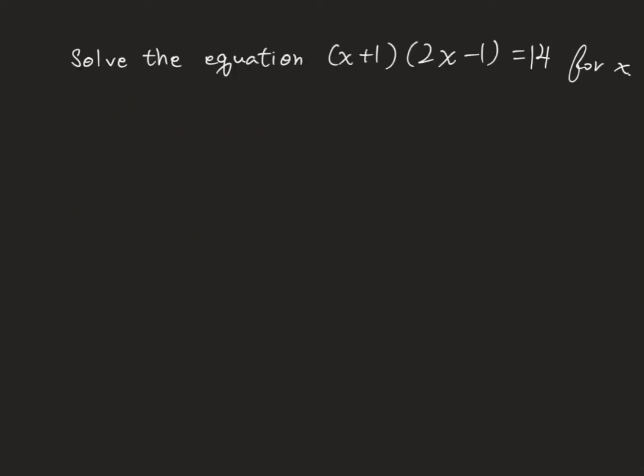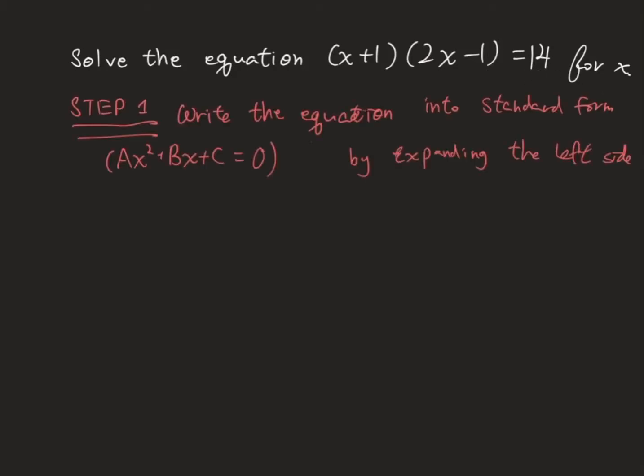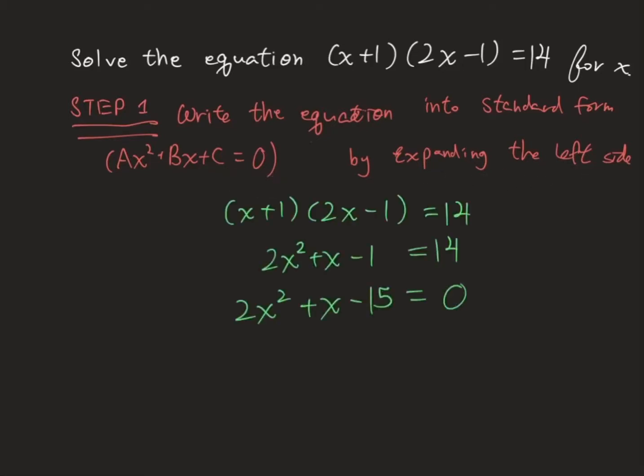So now let's try another problem. Solve the equation (x plus 1) times (2x minus 1) equals 14 for x. So our step 1 is to write the equation into standard form, which is ax squared plus bx plus c equals 0, by expanding the left side, which we'll get 2x squared plus x minus 15 equals 0.